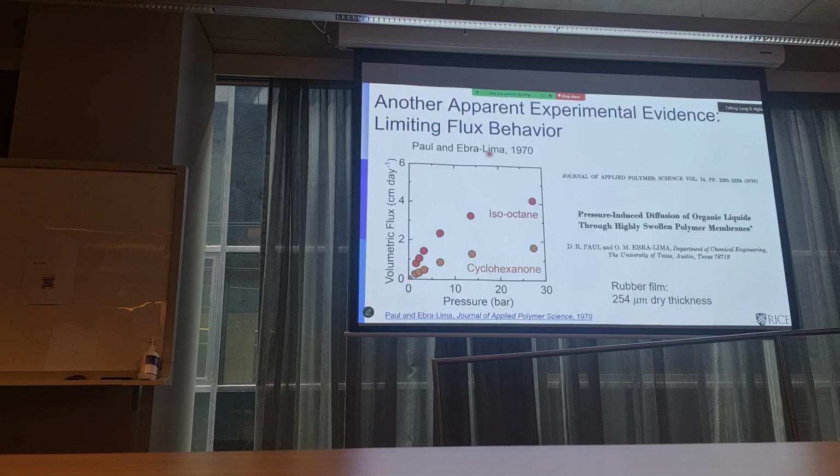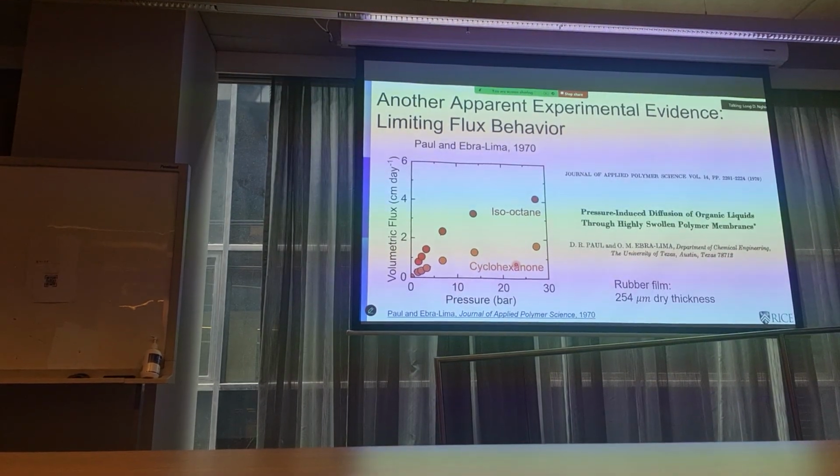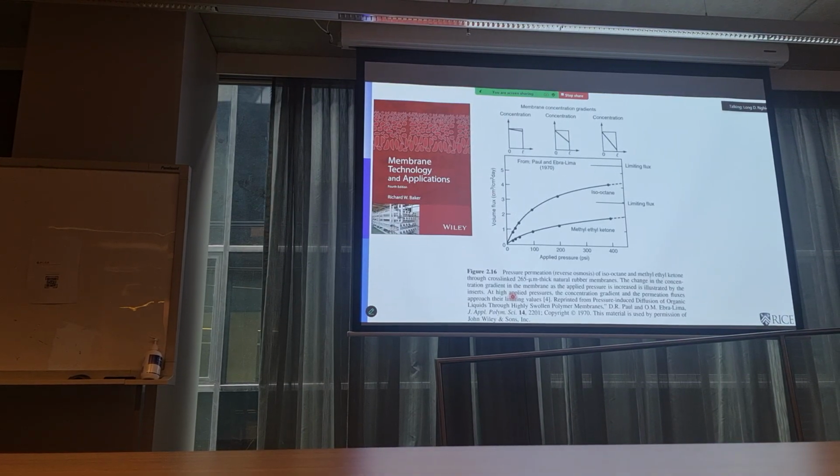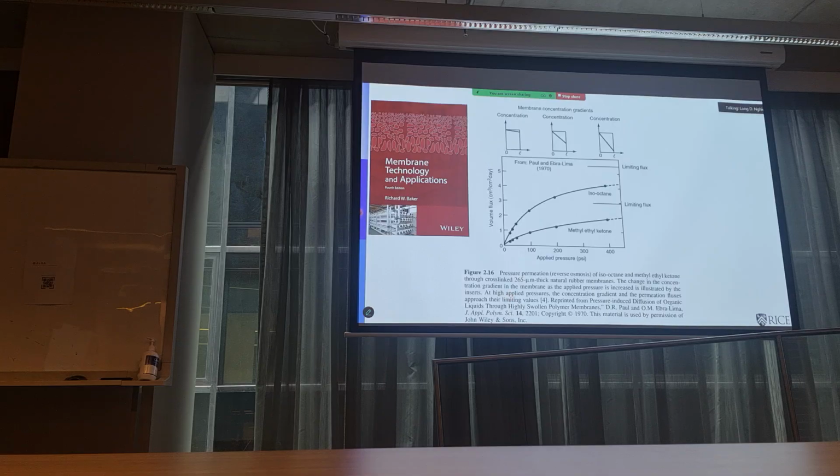And this was again from the same group, Paul and Ebra Lima from UT Austin. They published this paper with a rubber film of 254 micrometer thickness, and measured with organic solvents, isooctane and cyclohexane. And again, in the book of Baker, this classic book that everyone refers to, they showed this data and claimed this is another proof for the solution diffusion mechanism, because we get this sealing or limiting flux at very high pressure.